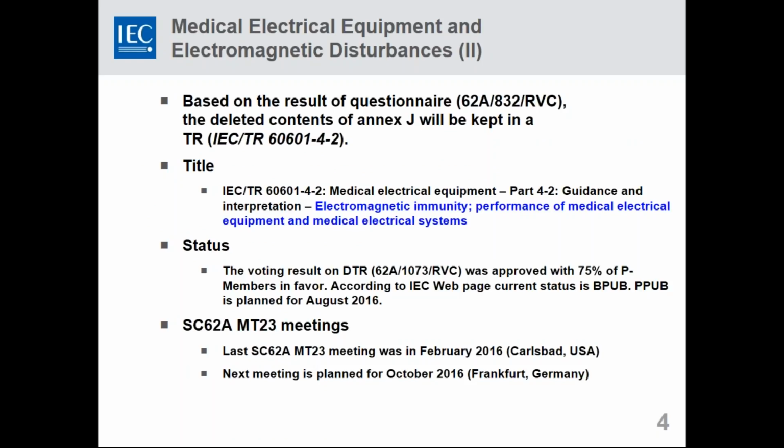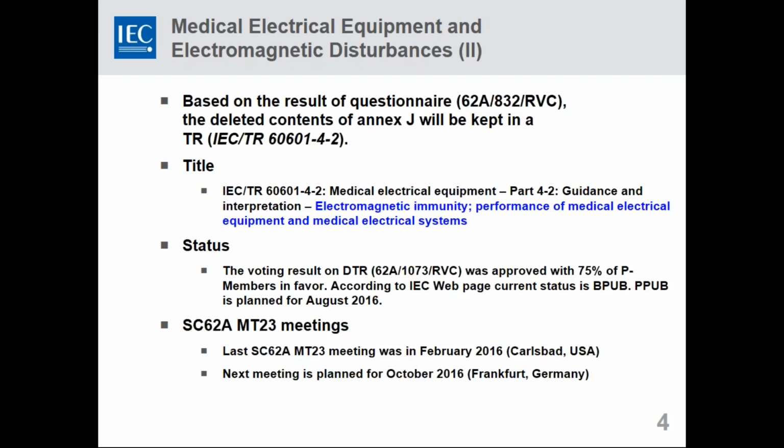And what's happened is there is now going to be a new technical report, 60601-4-2, and it will have all the EMC content that was in the 60601-1-2, which is a safety standard, pulled into 4-2. So this is the document that you really will have to get a hold of for EMC application, because even though it's just the contents of J, my guess is there will be things added to it.